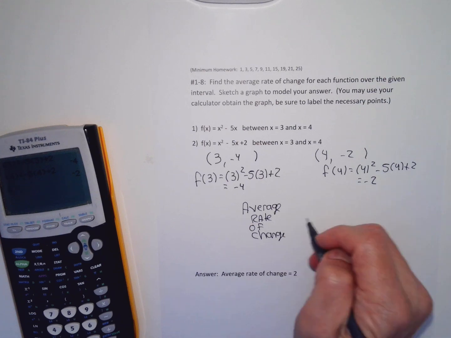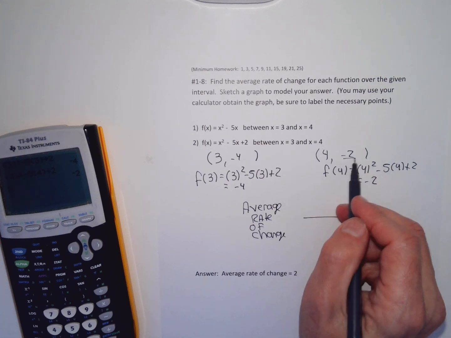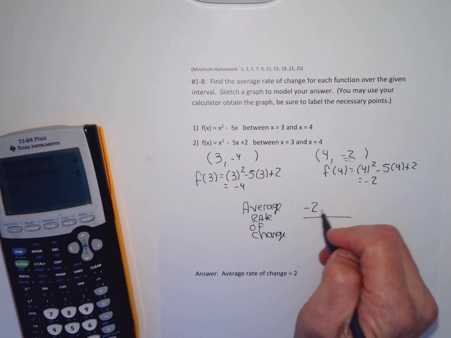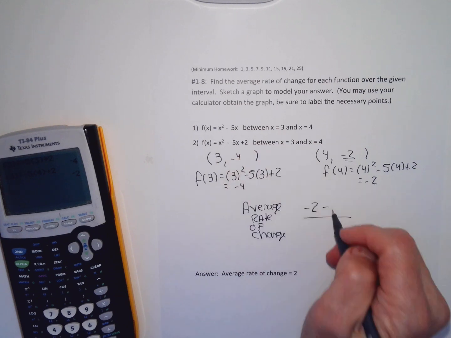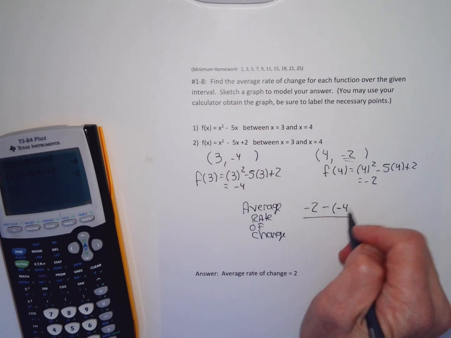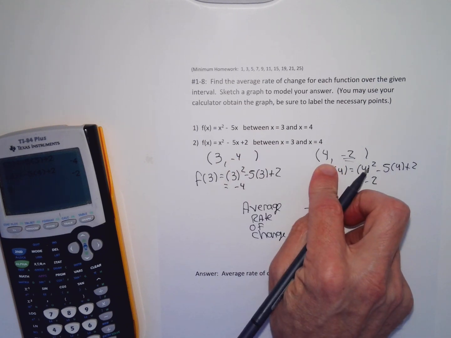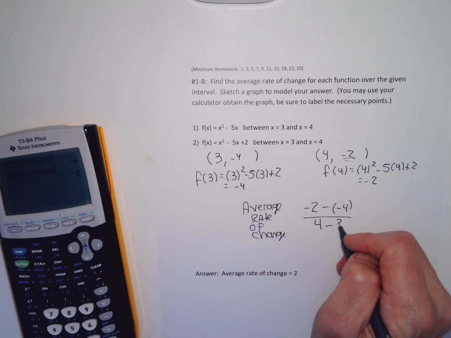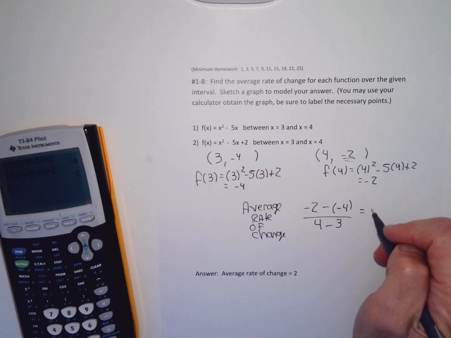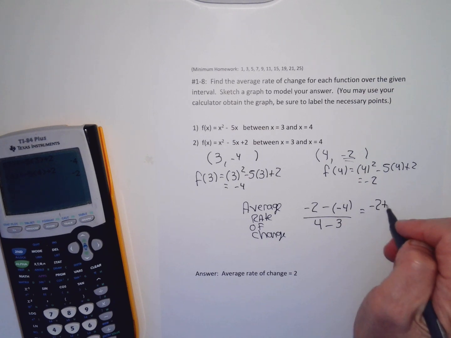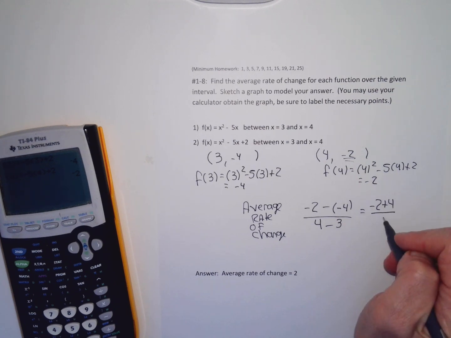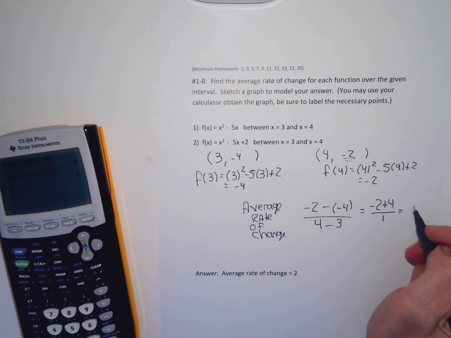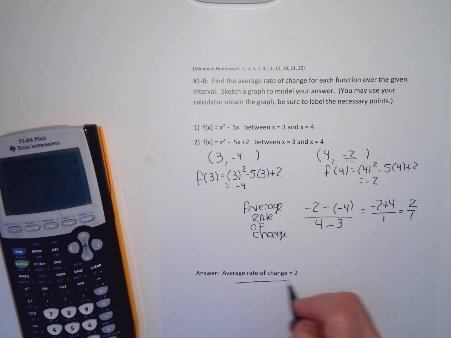So the average rate of change, I'm going to do the y-coordinate of the second point, negative 2, minus the y-coordinate of the first point, negative 4, over the x-coordinate of the second point, 4, minus the x-coordinate of the first point, 3. The double negative in the numerator turns positive, so I get negative 2 plus 4. The denominator comes out to be 1. This gives me 2 over 1, and the average rate of change is 2.